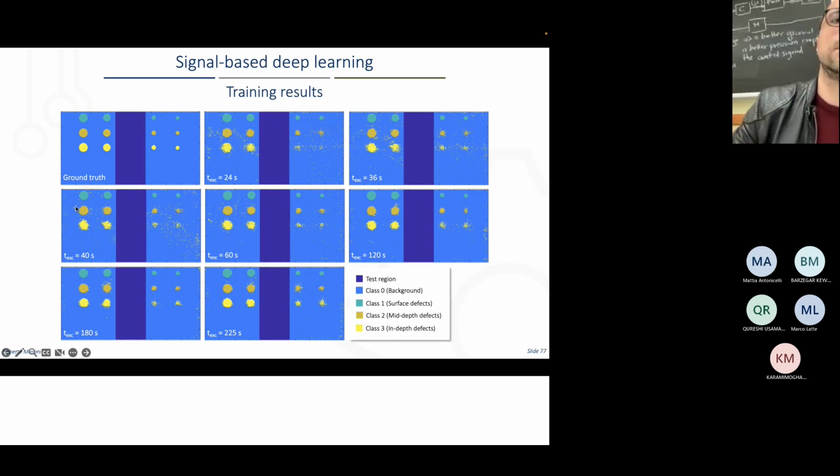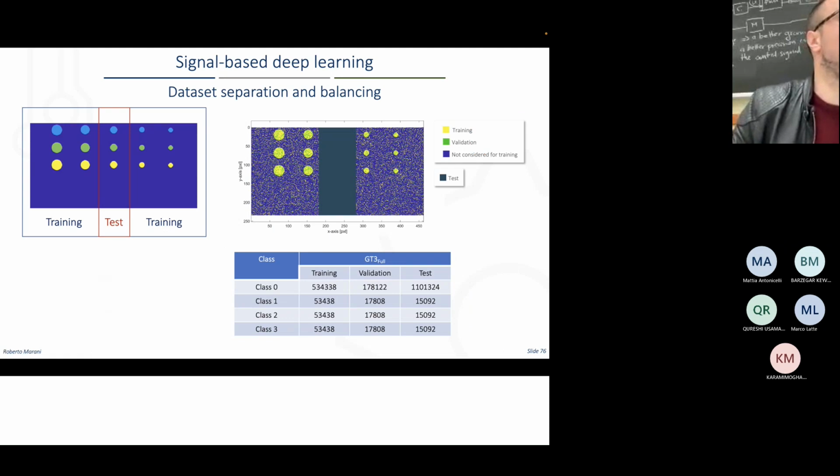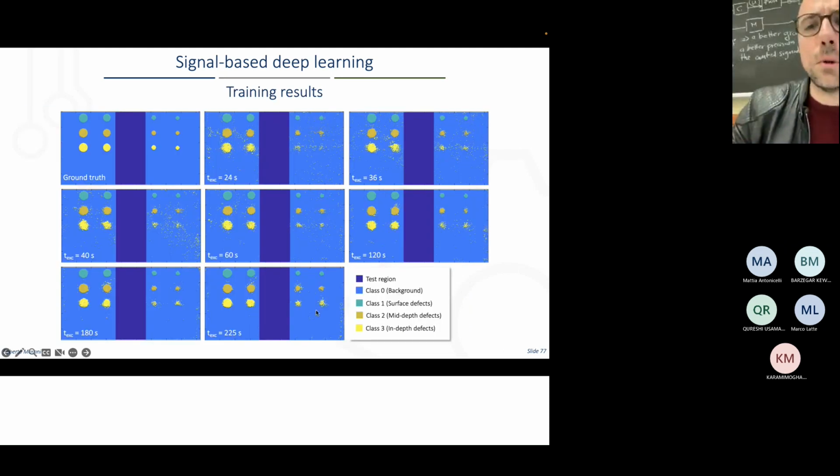Results of the training, of course, only on the side, because I'm just working on the side for the training set. So when you have these results, this means that your network, that is very easy, just 4 convolutional layers and nothing more than this, and then fully connected, very easy architecture, is able to detect the defects that are on the 3rd line.